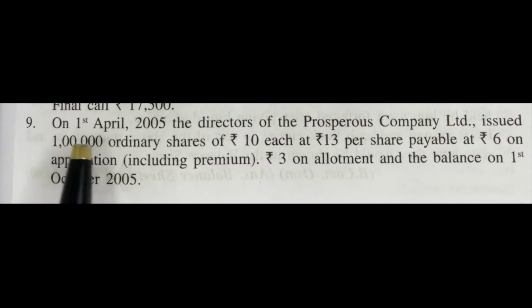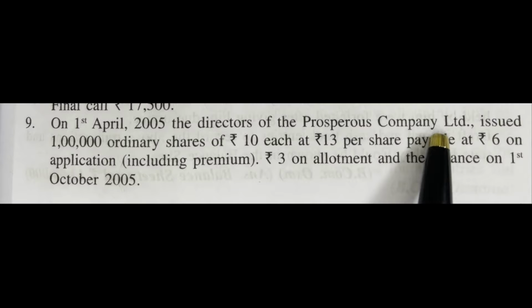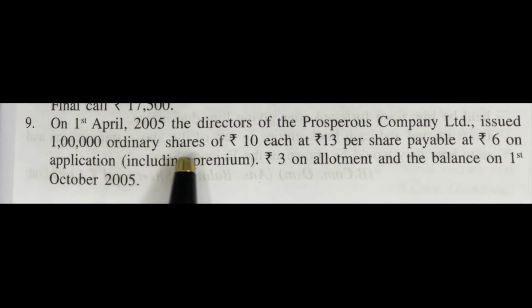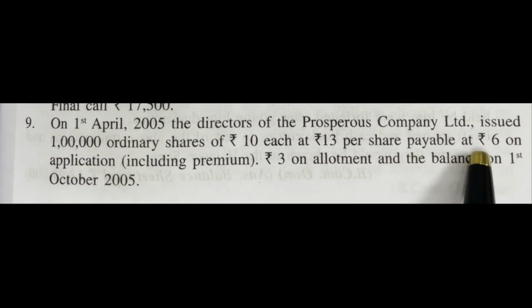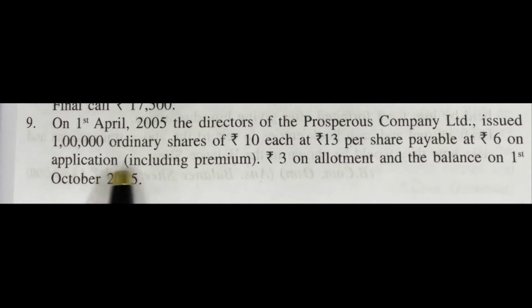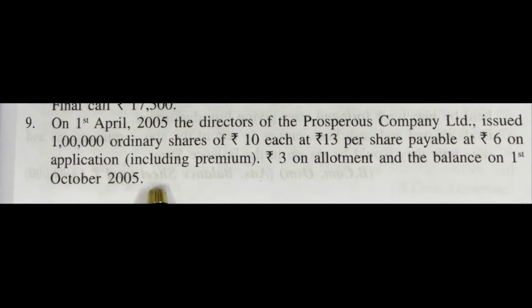Ninth problem. On 1st April 2005, the directors of the Prosperous Company Limited issued 1 lakh ordinary shares of 10 rupees each at 13 rupees per share, payable at 6 rupees on application including premium, 3 rupees on allotment and the balance on 1st October 2005.